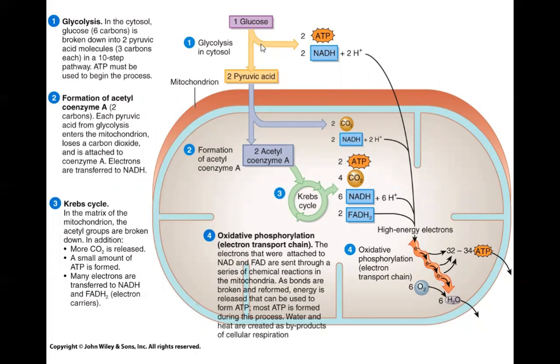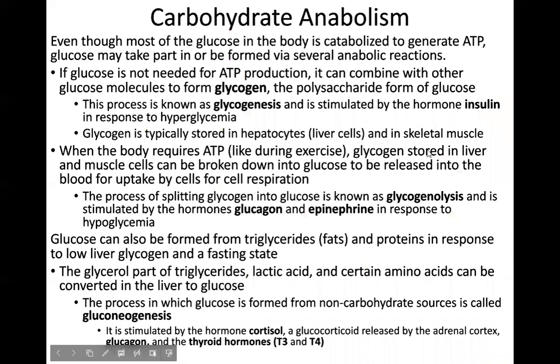Glycolysis, what's taking place outside the mitochondria. Formation of acetyl-CoA, I call that the transition reaction, Krebs cycle, and then the electron transport chain, and all the different ATPs that are formed along the way. Okay, so that is cellular respiration, where we are taking glucose apart, forming that energy, which is an example of catabolism.